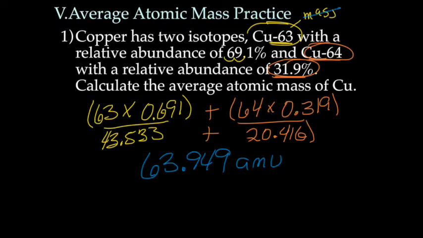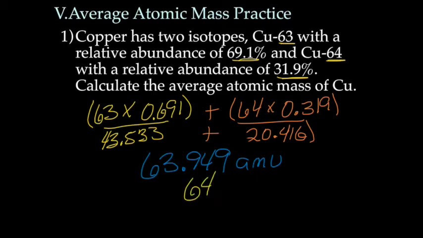So now we've got to go back and look at those pesky sig figs. And it looks to me, in this case, we have 4 different numbers there. It looks like our least number of sig figs is 63. So our final answer will be 64 AMU.